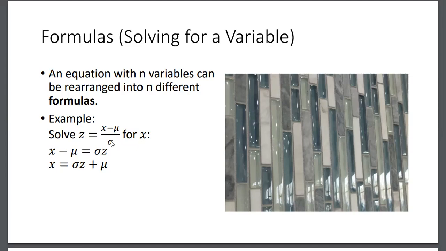But oftentimes you will want to go the other direction to be able to calculate x given the other values. Multiply both sides of this equation by sigma to clear out the sigma denominator, and then swap sides. You'll have sigma z now on the right and x minus mu on the left. Add mu to both sides to get rid of the minus mu, and x is equal to sigma z plus mu, now a formula in x. And if you know the values of the other variables, you can substitute them in, plug them in, and get your answer.